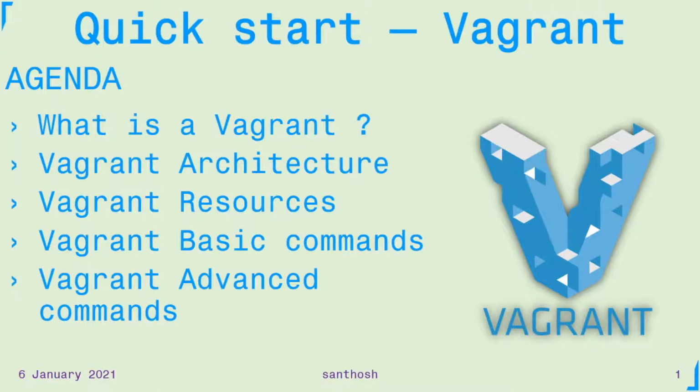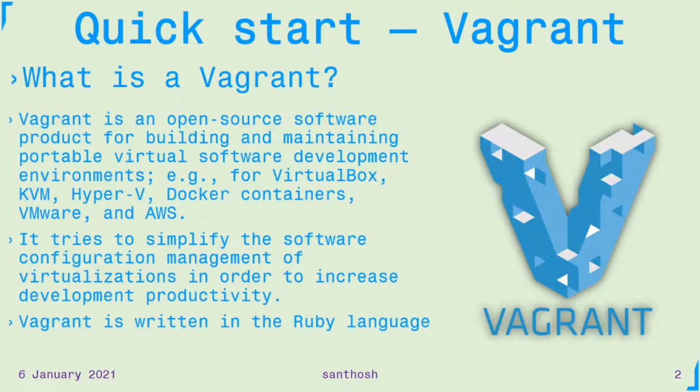Okay, let's get started. Vagrant is open source software for building and maintaining portable virtual environments. We can create virtual environments or virtual machines using VirtualBox, VMware, and so on. I will give you links in the description below for creating a virtual machine using VMware or VirtualBox. Now it's easy to create a virtual machine using said software.